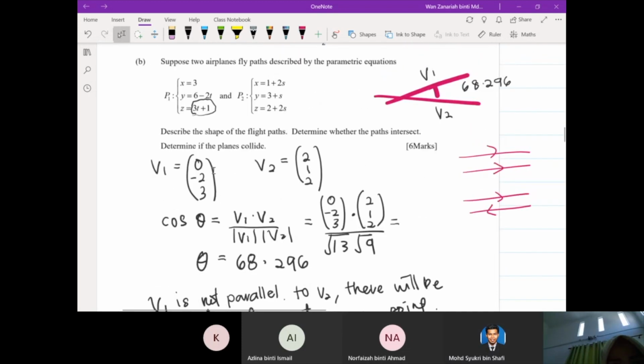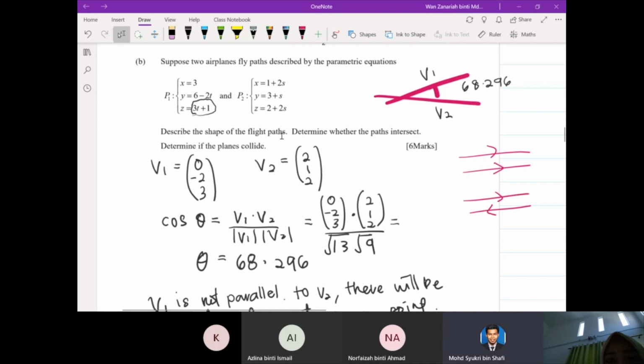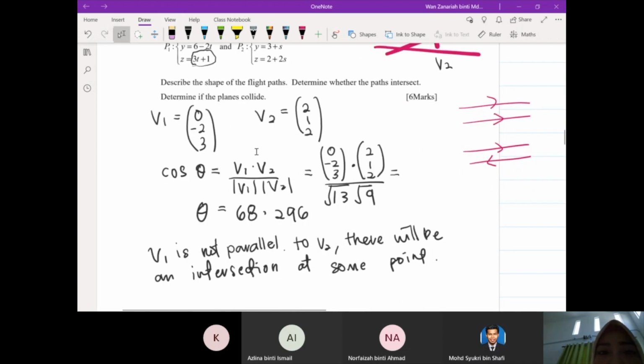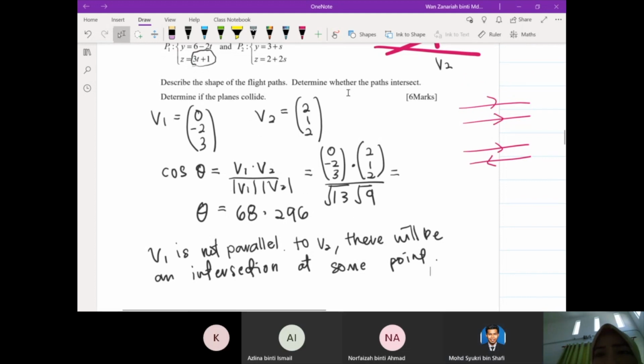Okay, so hopefully the students manage to understand what goes on here, because usually the question asks to find the angle, but this time the question is modified a bit. They give a situation and ask to determine whether the flights will collide. So our answer, yes, the planes will collide because there will be an intersection. Okay, right.